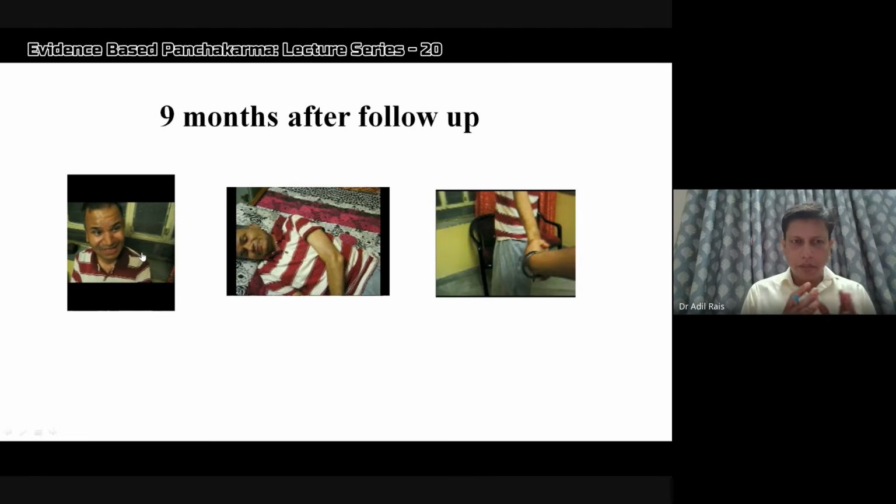In this patient, we can also see some emotional lability. He is definitely not in a very good shape, but there is a smile on his face.